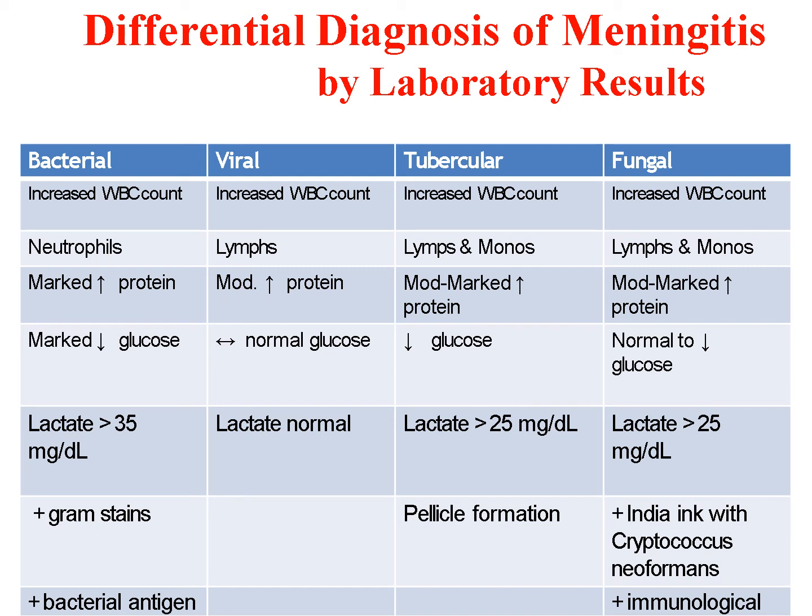Lactate concentration is more than 35 mg per deciliter for bacteria, normal in viral, and more than 25 mg per deciliter in tubercular and fungal. When doing gram stain, it will be positive for bacterial, while positive India ink with Cryptococcus neoformans is found in fungal. With regard to immunological screening, it will be positive bacterial antigen screening for bacteria, while other immunological tests are reported with fungal etiology.